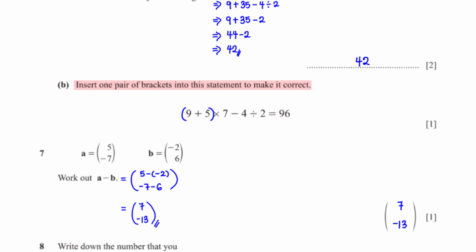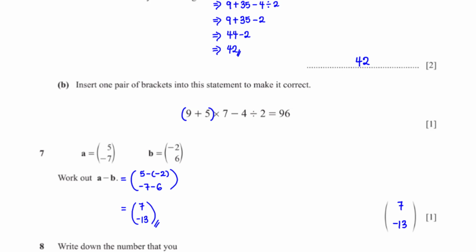Insert one pair of brackets into this statement to make it correct. To make the statement correct, we put a pair of brackets around 9 plus 5. 9 plus 5 is 16. So 16 times 7 minus 4 divided by 2 gives us 96.